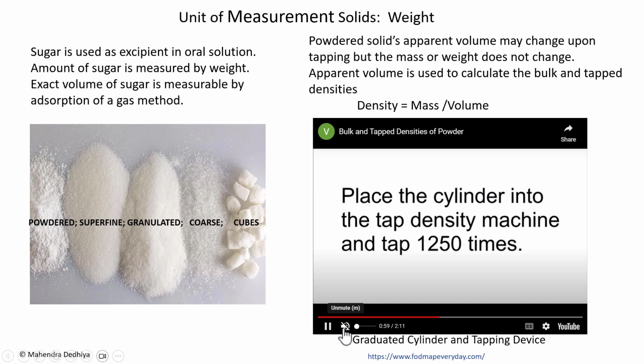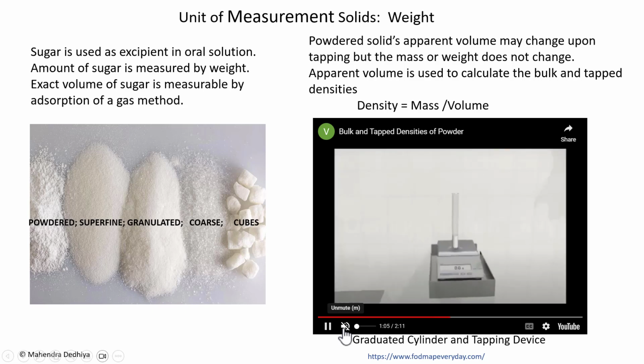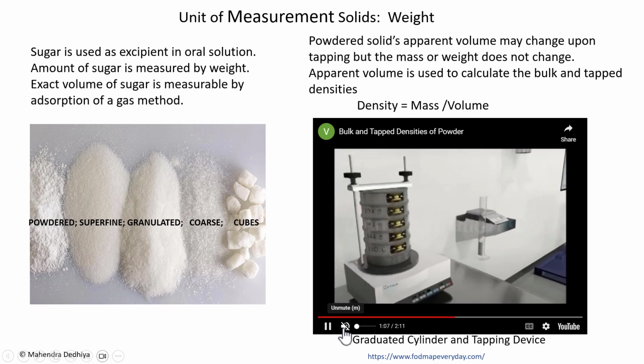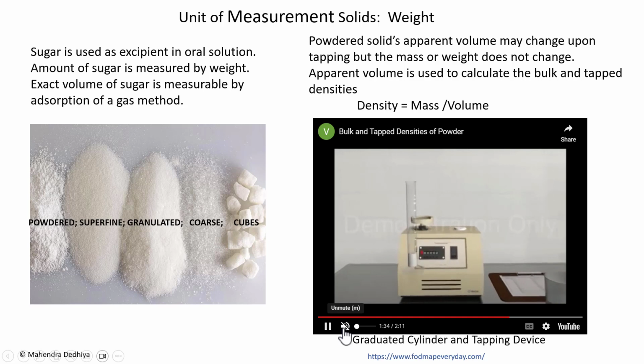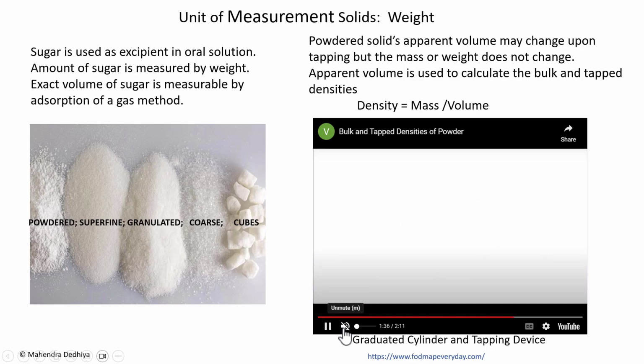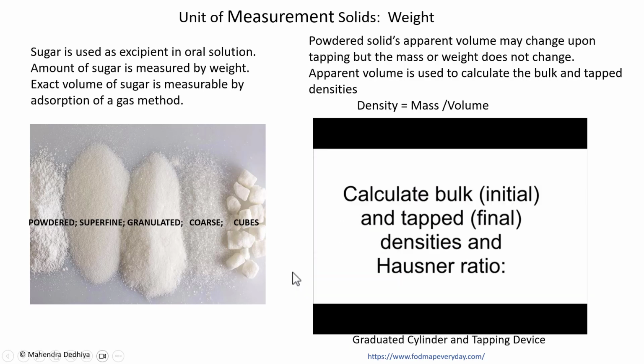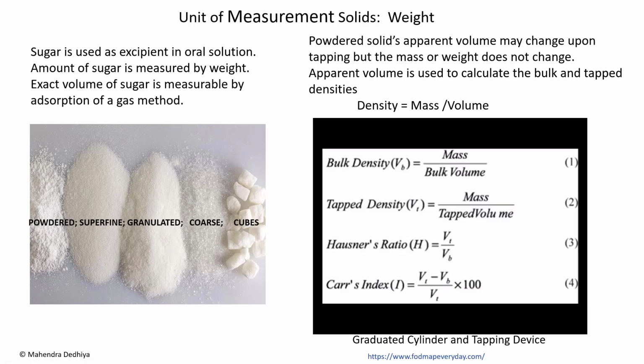The cylinder is then placed on a tap density machine, and pharmacopoeial methods require 1,250 taps. The tapping machine taps the cylinder as shown here. Once the tapping is complete, the volume of the tapped material is measured. Bulk density, tap densities are calculated by using equation density is equal to mass upon volume.